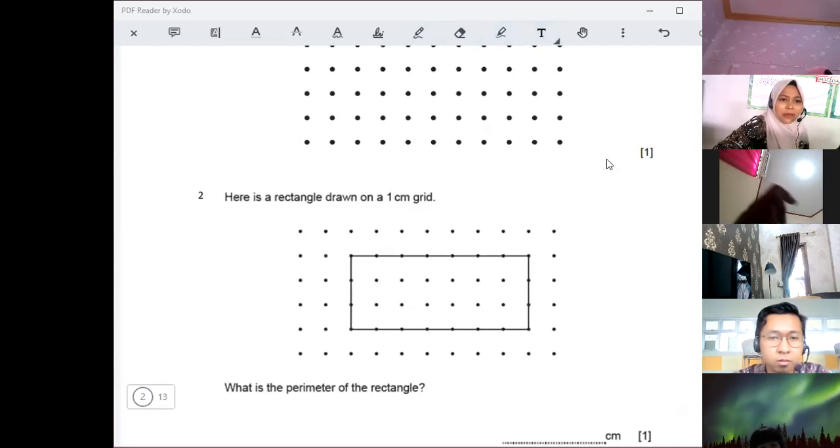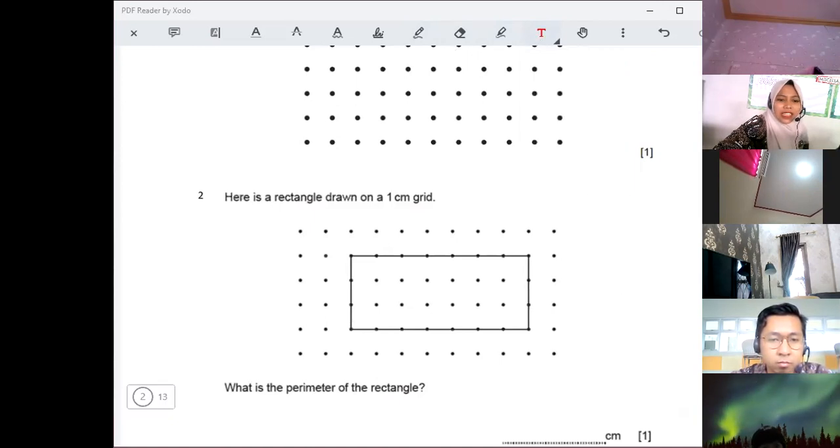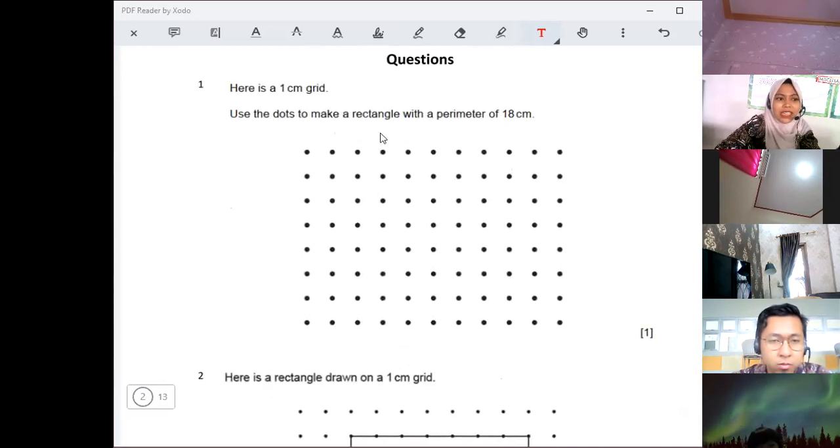Yeah. If you are correct, please mark it with checklist. But if you wrong, please circle it, yeah, so that you know how many correct, how many wrong. Because here we have centimeter already, you don't need to write centimeter anymore. Just write 20 right here, okay? So that when you are going to make a rectangle with a perimeter 18 centimeters, you need to have 18 centimeters in total for the round, yeah.